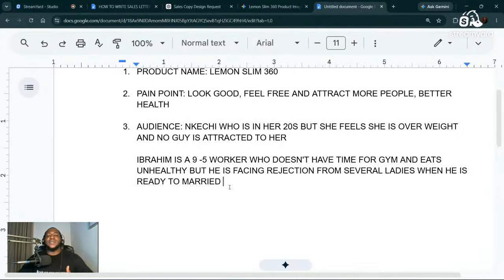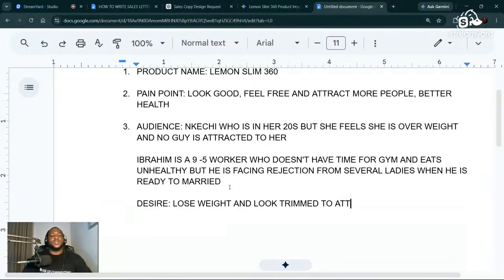Now the next thing in your copy is the desire. So their main desire is what? All their desire is just to lose weight and look trimmed, to attract. They just want to attract and they want to feel freer, right?